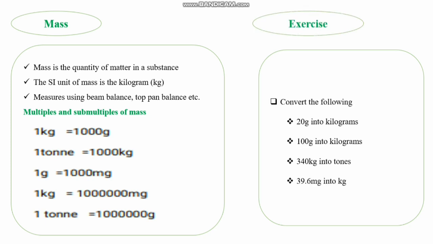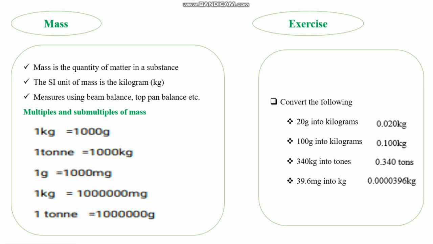So an exercise involving the multiples and submultiples of mass, and I'm going to give you the answers to that exercise. You convert 20 grams into kilograms, 100 grams into kilograms, 340 kilograms into tons, 39.6 milligrams into kilograms. So you follow this table here. You follow these multiples and submultiples. You know how many kilograms make 1 ton, or how many grams make 1 kilogram, and then convert accordingly. So these are the answers.